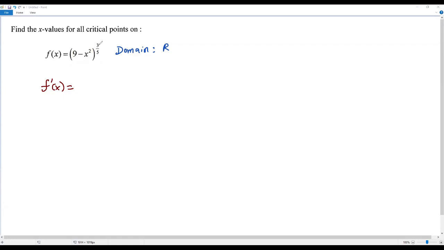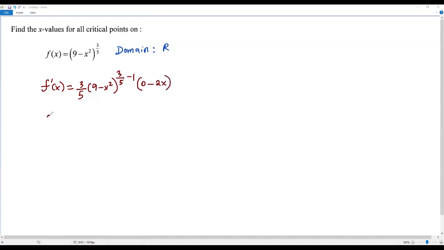First, let me differentiate using the power rule. I bring the exponent 3/5 in front and subtract 1 from the exponent. Then I get 3 over 5 times (9 minus x squared) to the power of 3/5 minus 1. Now by the chain rule I have to differentiate the base 9 minus x squared. 9 is a constant, so its derivative is 0. Minus the derivative of x squared with respect to x, which is 2x.